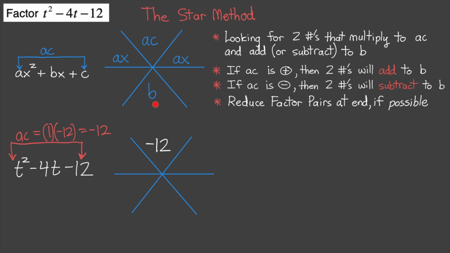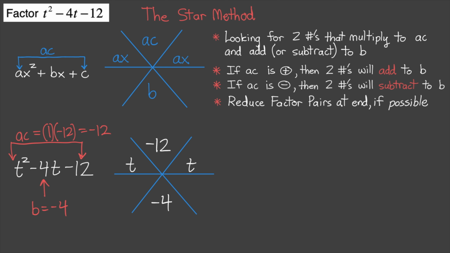And next we will find b, the bottom number. So the bottom number, b, is just the coefficient in front of t. So in this case, b equals negative 4. So we'll put that in our chart. Next, we find ax, these two guys here. In this case, there's just a 1, so a is 1. So it'll be 1t and 1t, or we can just write t and t.